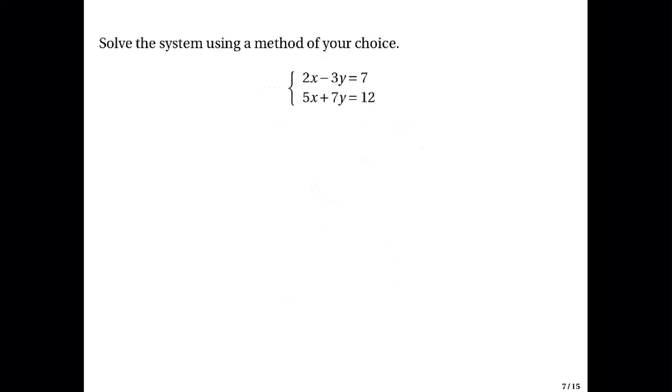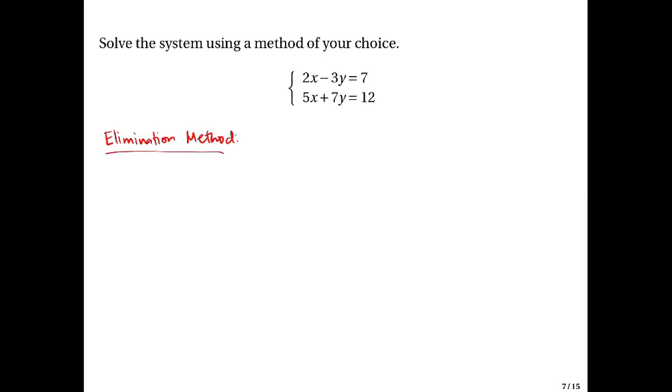Next problem. Solve the system using a method of your choice. So for this, we have 2x - 3y = 7, and then 5x + 7y = 12. So what we're going to do here is to use the elimination method.